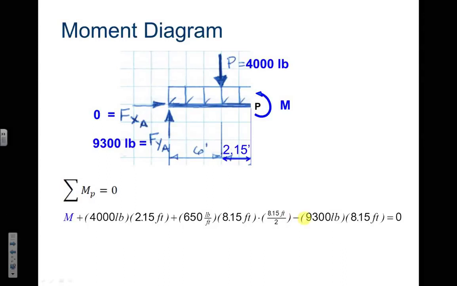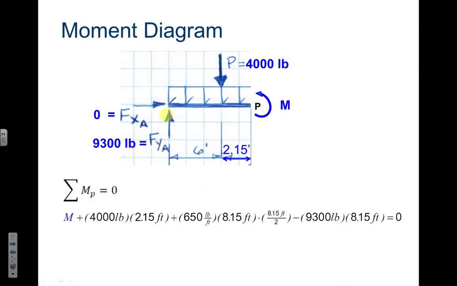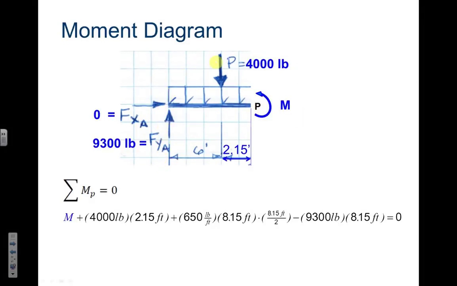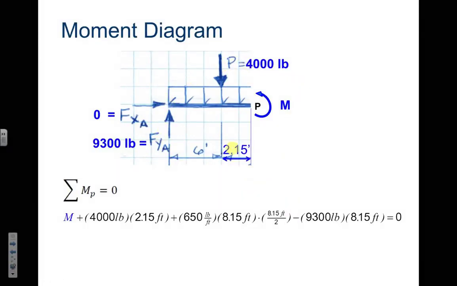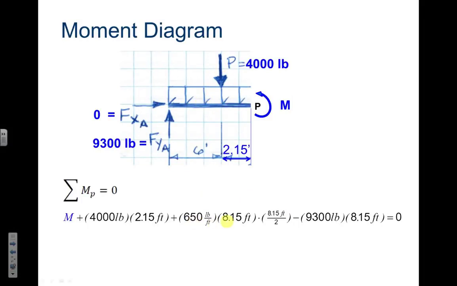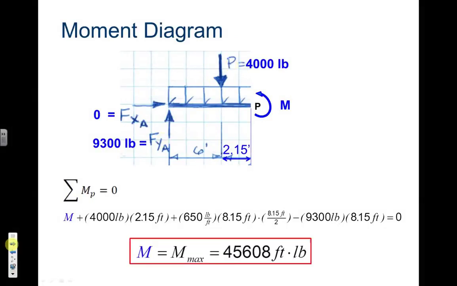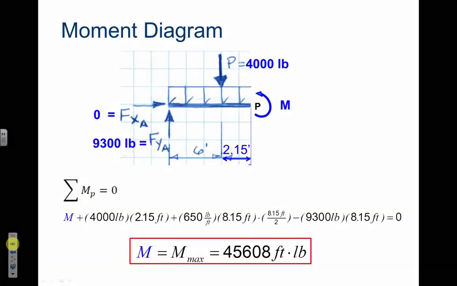Minus 9,300 pounds right here times 8.15 feet. So all of my moments are taken care of. Let's talk about direction. So this rotation with my mouse, clockwise, is negative, right? Clockwise is negative. The 650 pounds, positive. The 4,000 pounds is also positive because it's a counter-clockwise rotation. So that's how we get 45,608 foot-pounds.